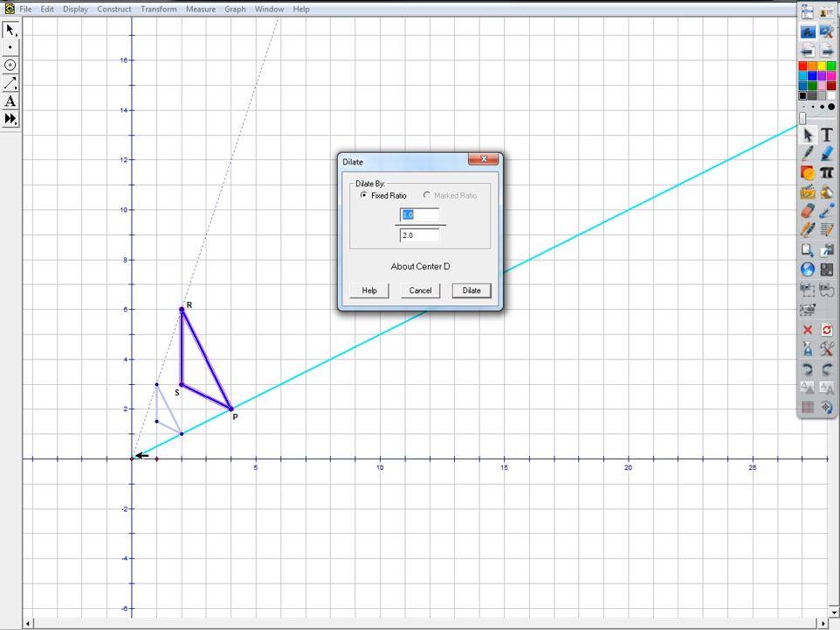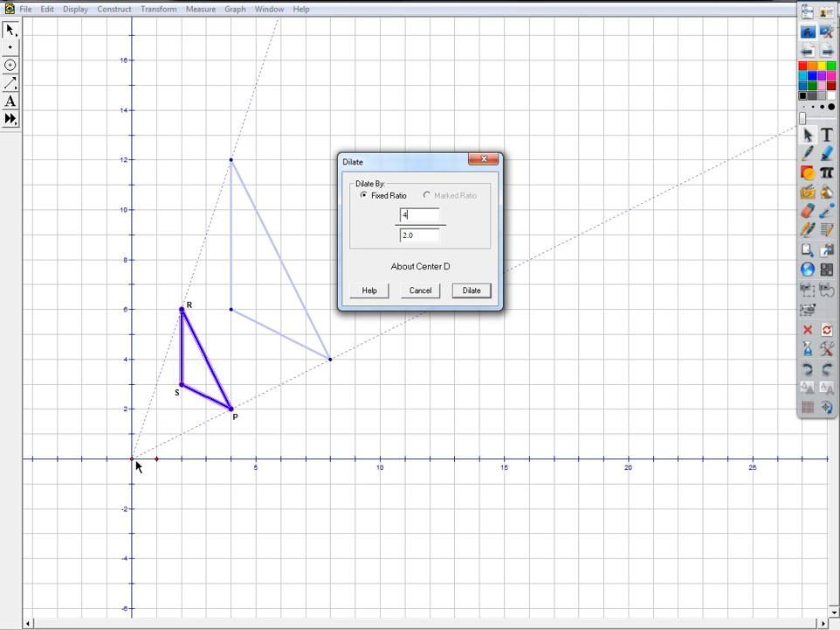So there's the center of the dilation, right where I said it was going to be. And it says dilate by some fixed ratio. Okay, so I'm choosing the scale factor here, essentially. So the bottom is 2. I'm going to make the top, how about 4?